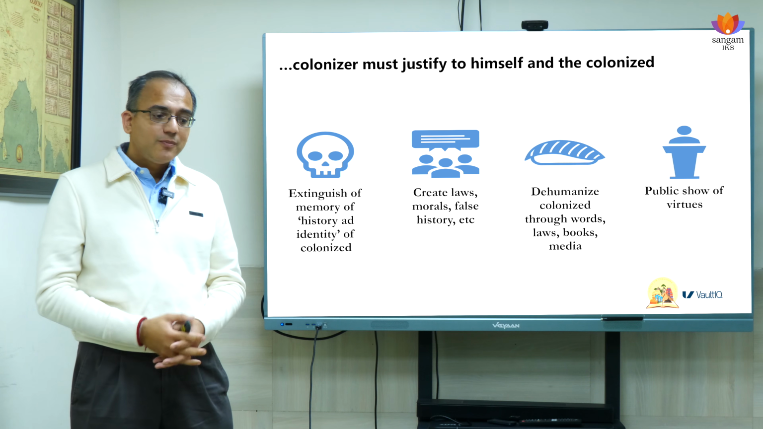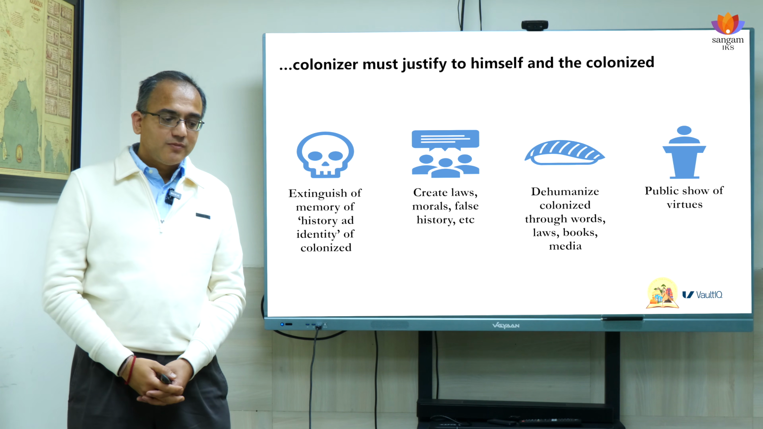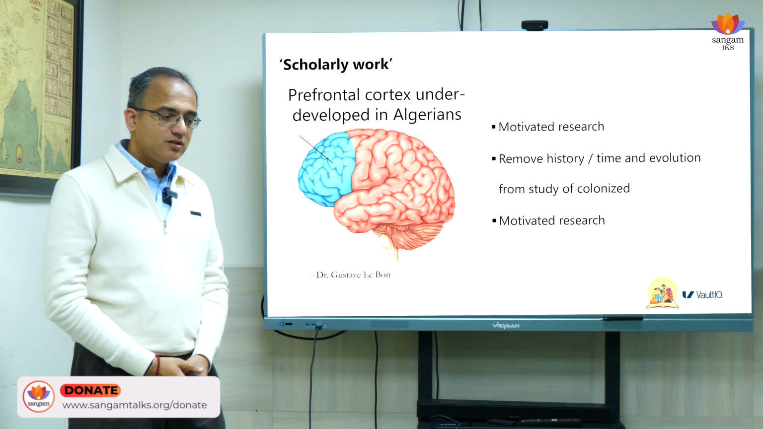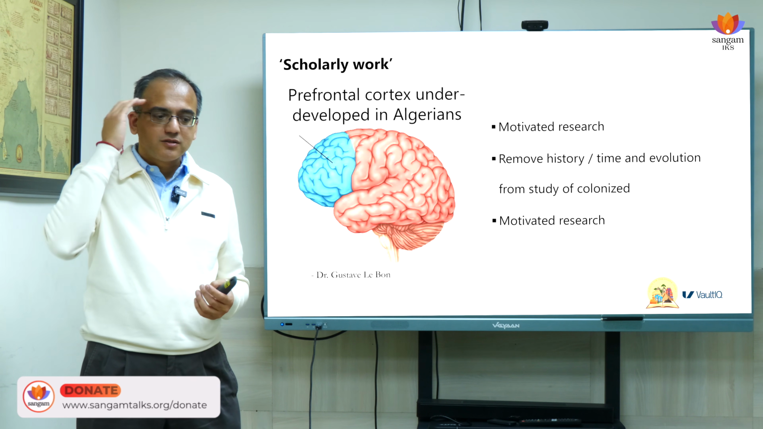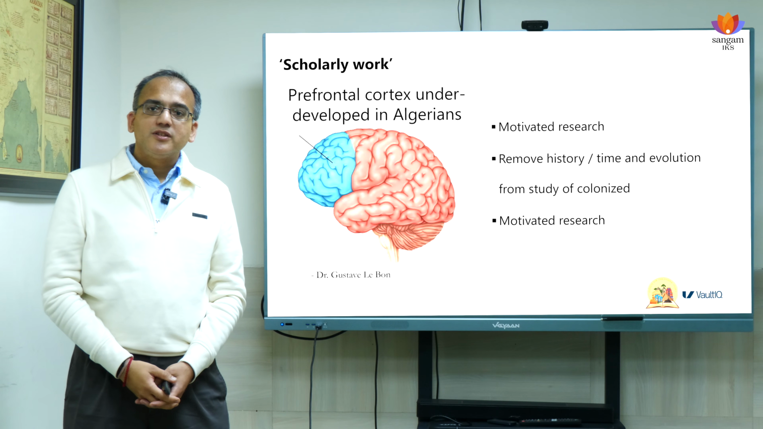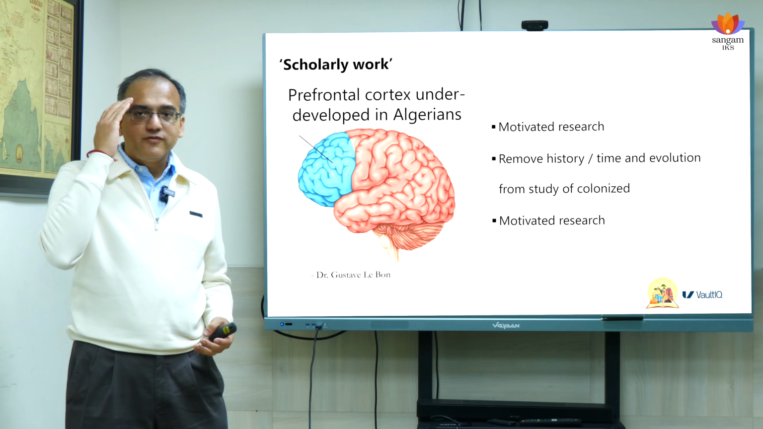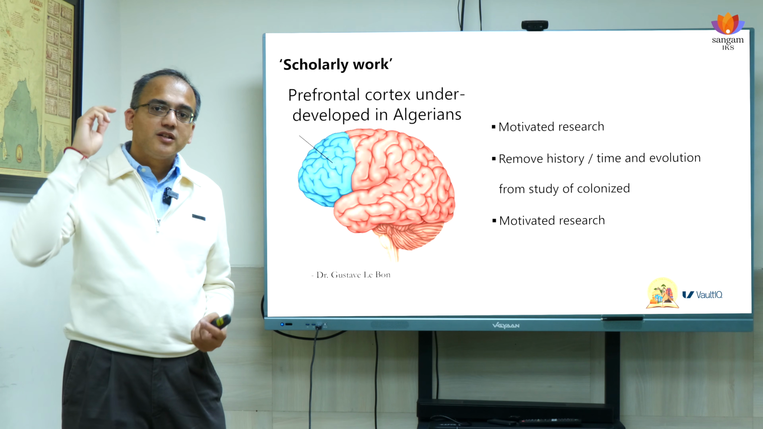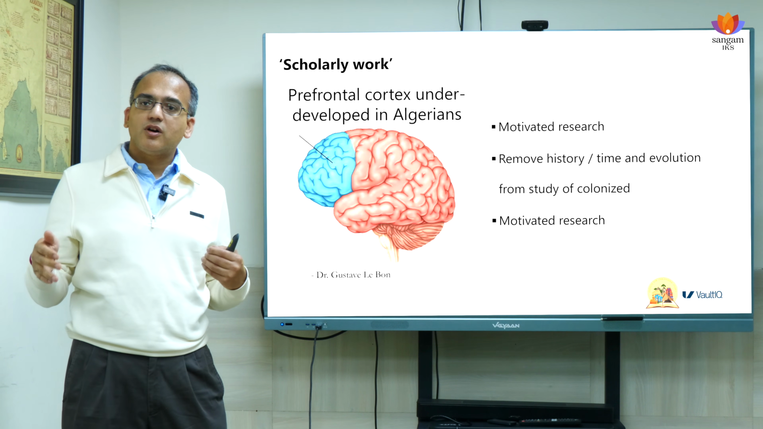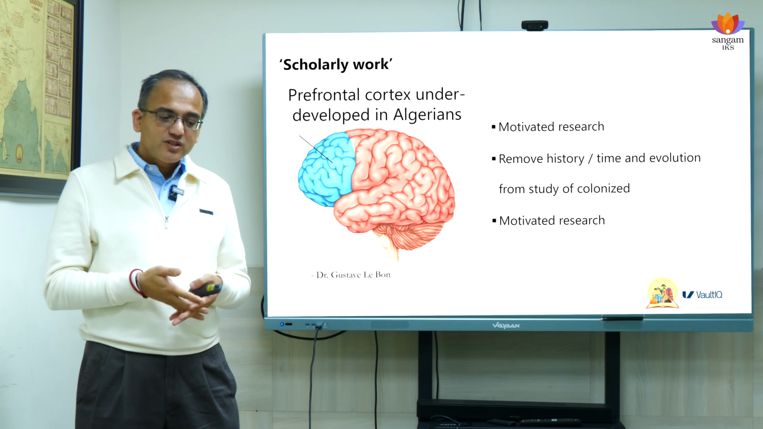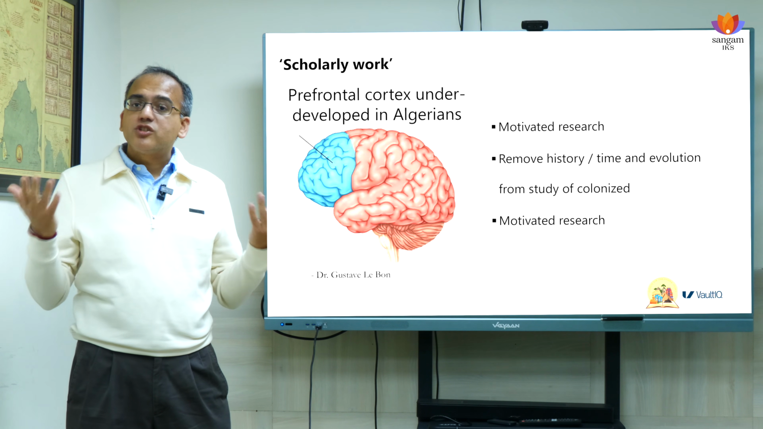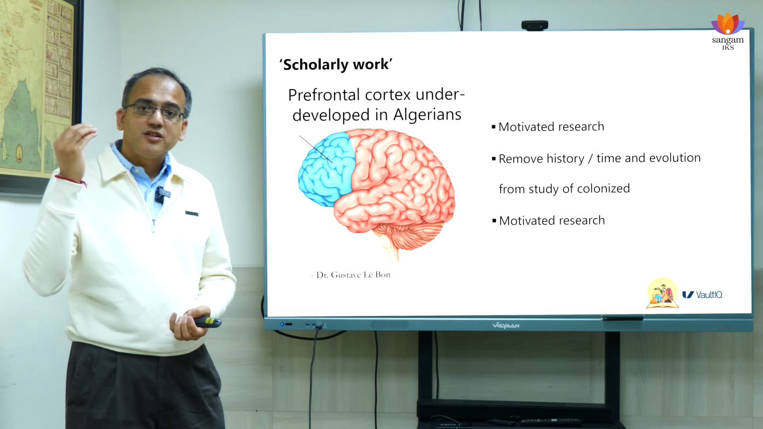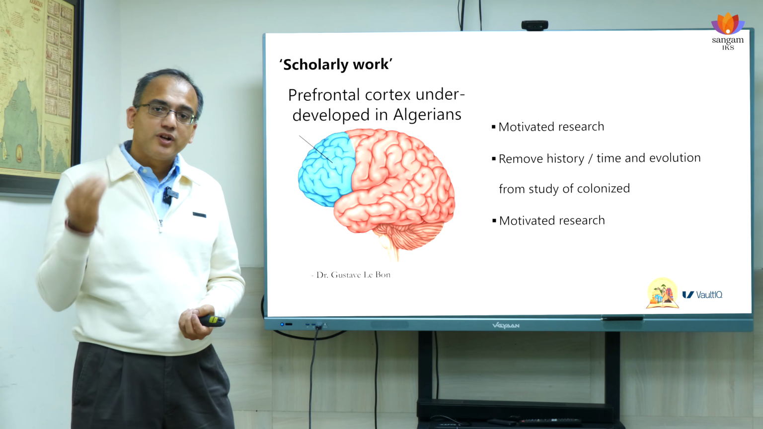Now, my favorite example is actually an example from Dr. Gustave Le Bon. He proved physiologically that the prefrontal cortex was underdeveloped in the Algerians. Now, the prefrontal cortex is the front part of the brain, and that is the part of the brain that is responsible for complex thought. And so if it was underdeveloped, they were naturally unable to govern themselves because they were physiologically not able to do so because their brains were deficient.